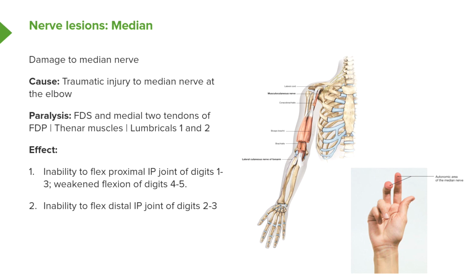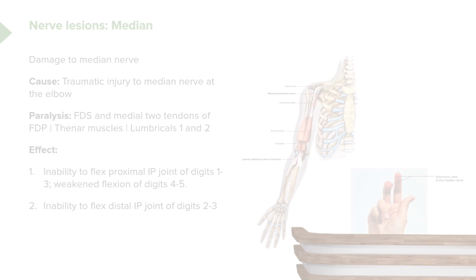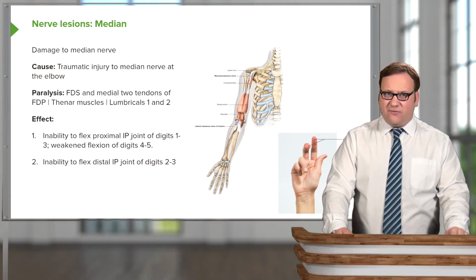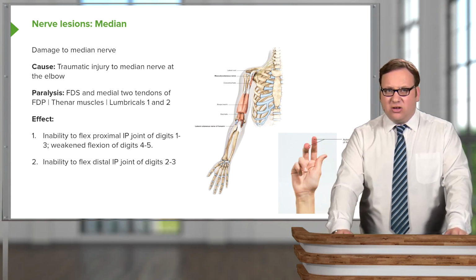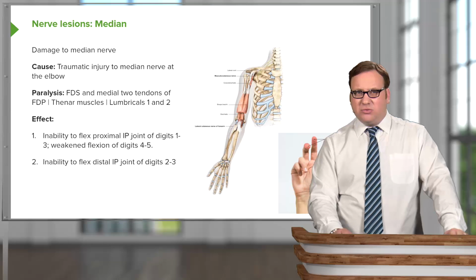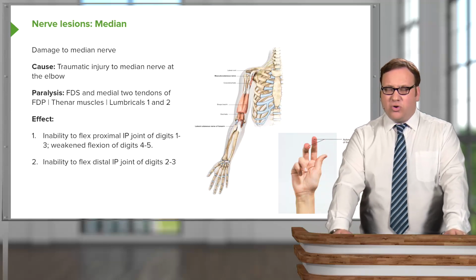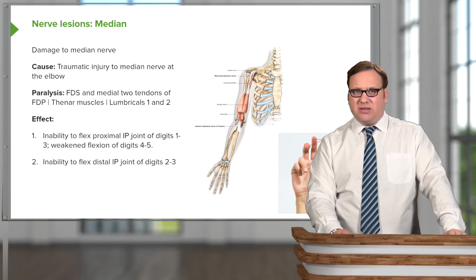So damage to the median nerve, again via maybe traumatic injury, principally at the elbow joint is a common place, but again you can have damage up in the arm or down, as we'll see, in the wrist region. But damage at the elbow can lead to paralysis of FDS, flexor digitorum superficialis, and the medial 2 tendons of flexor digitorum profundus. So these muscles will be paralyzed. You'll also have paralysis of the thenar muscles working on the thumb and lumbricals 1 and 2, those laterally positioned lumbricals.